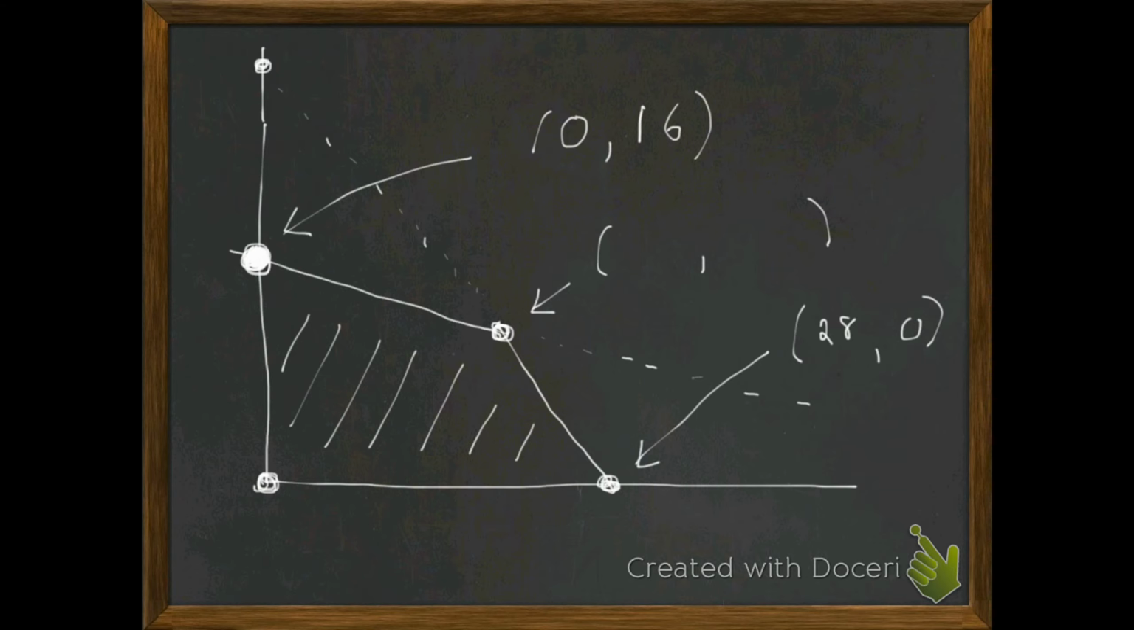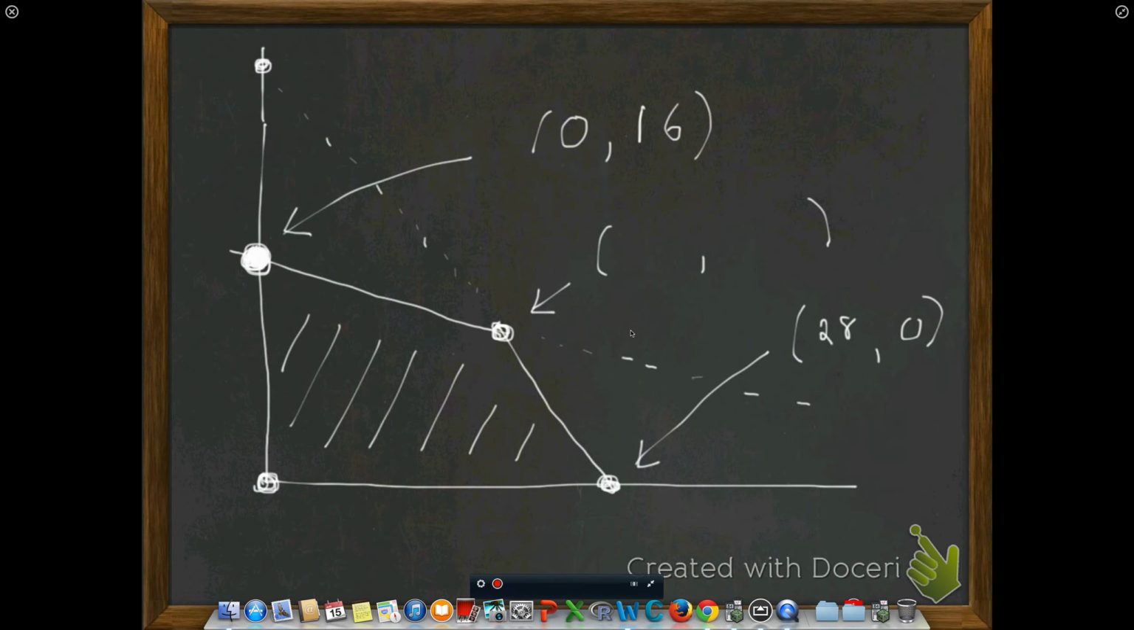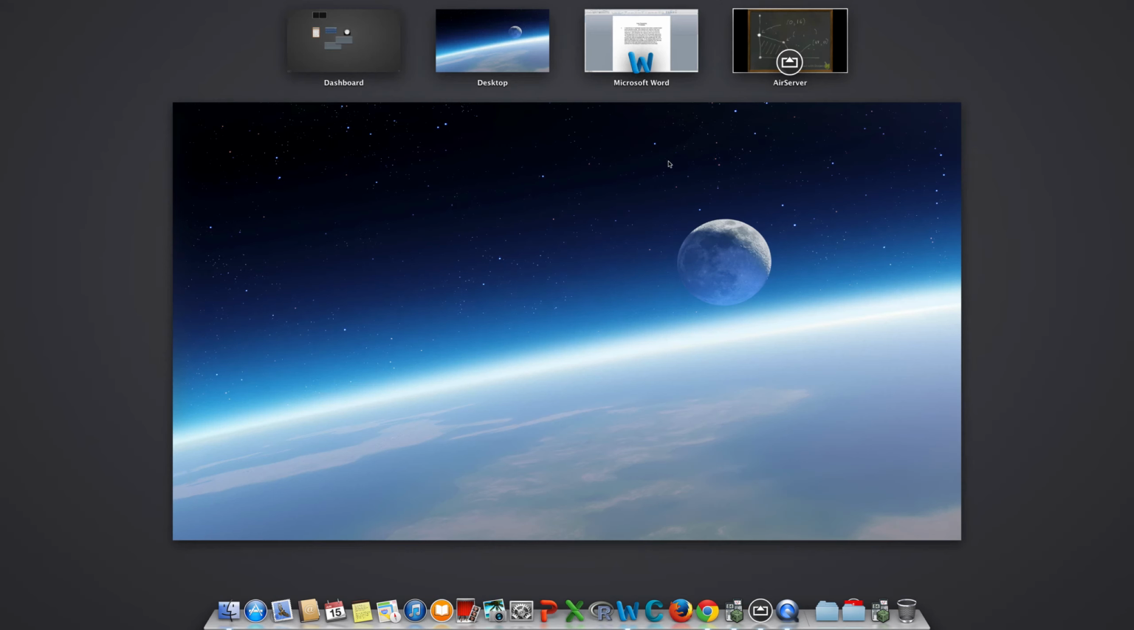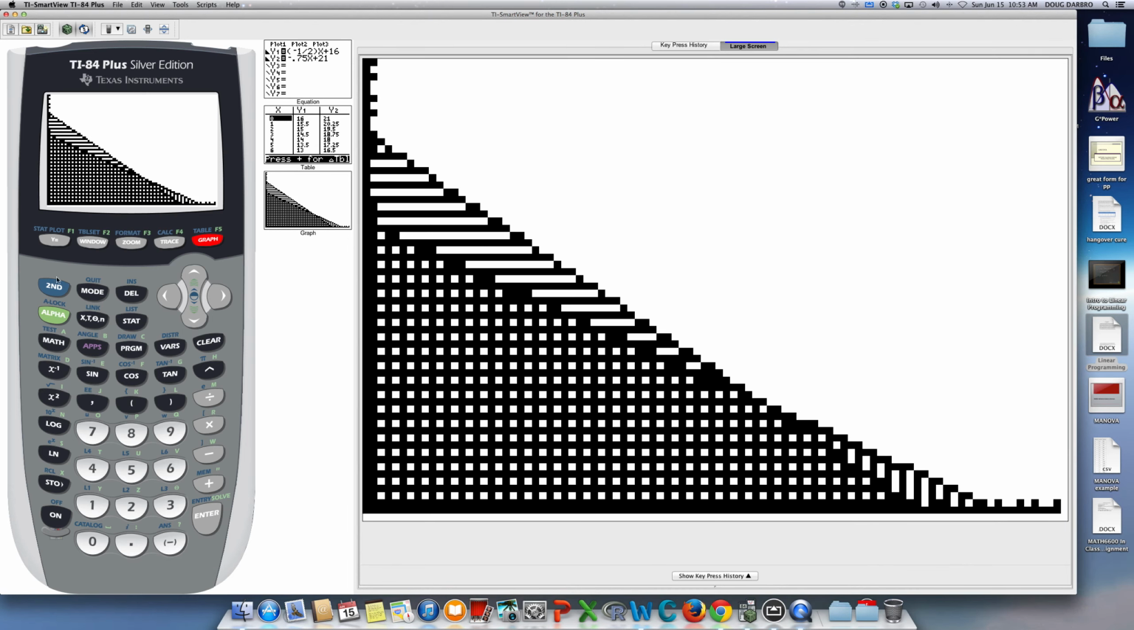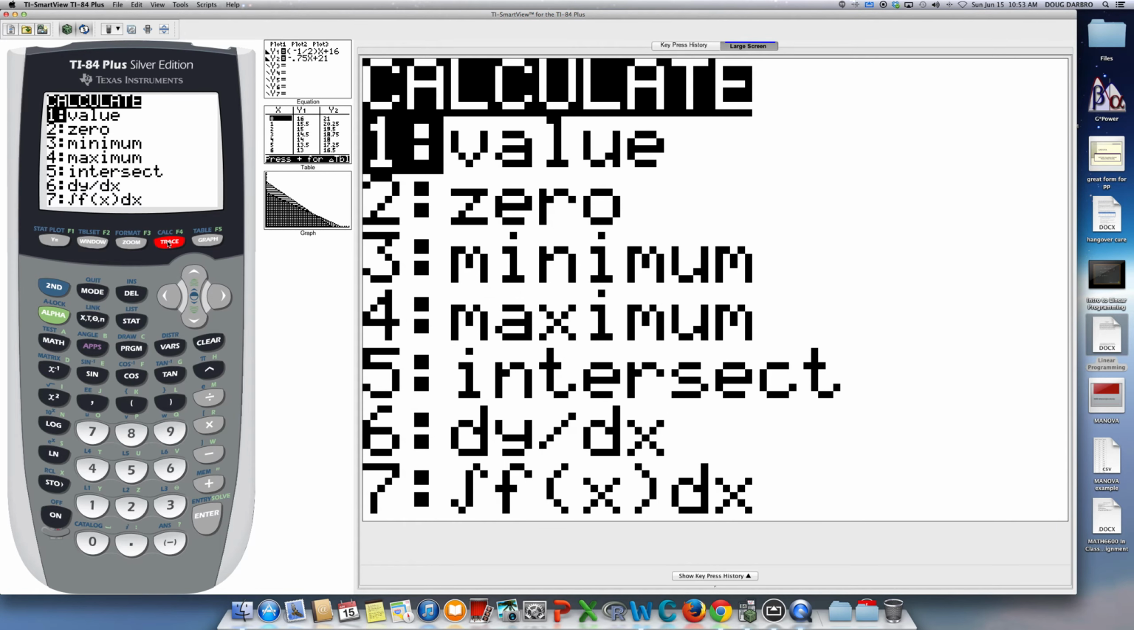So guys, I'm going to show you a handy dandy little feature on your calculator that helps you find that point. Again, computer's running really slow, but got a lot going on in the background. Now, guys, if you'll go second function and go up here to calc, you'll get this screen. And if you come down to number 5, it says intersect. So I'm going to choose 5.